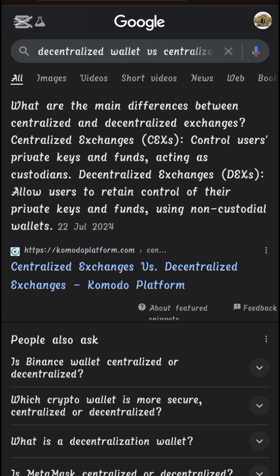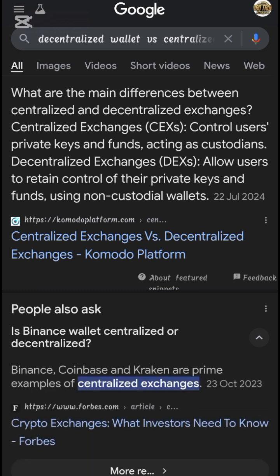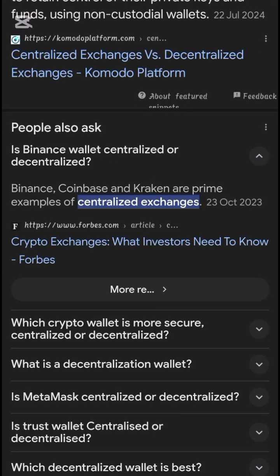Is Binance wallet centralized or decentralized? Let's enter and see. Binance, Coinbase, and Kraken are prime examples of centralized wallets. They are all centralized wallets.